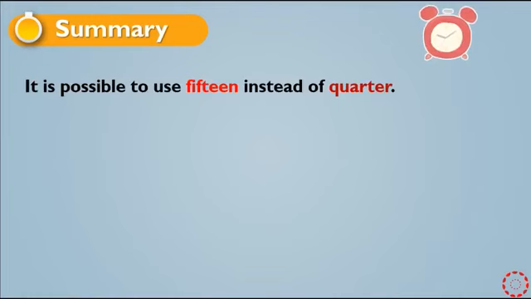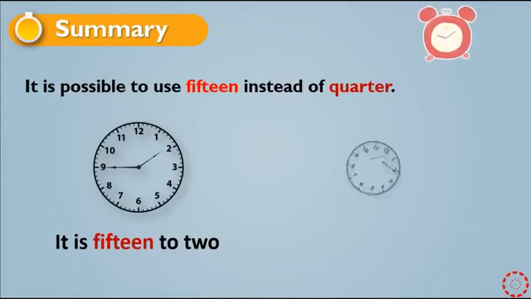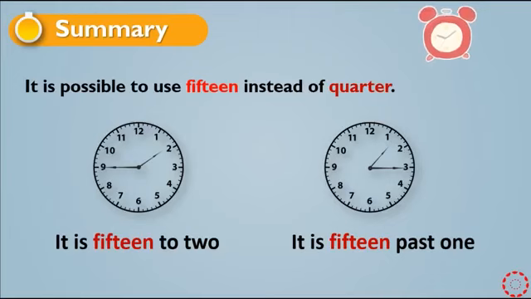It's also possible to use 15 instead of quarter. For example, instead of saying it's quarter to 2, we say it's 15 to 2. And instead of saying it's a quarter past 1, we say it's 15 past 1. So here we can understand that telling time is very important, and it's very important to know how to read it and how to tell somebody else what time it is.